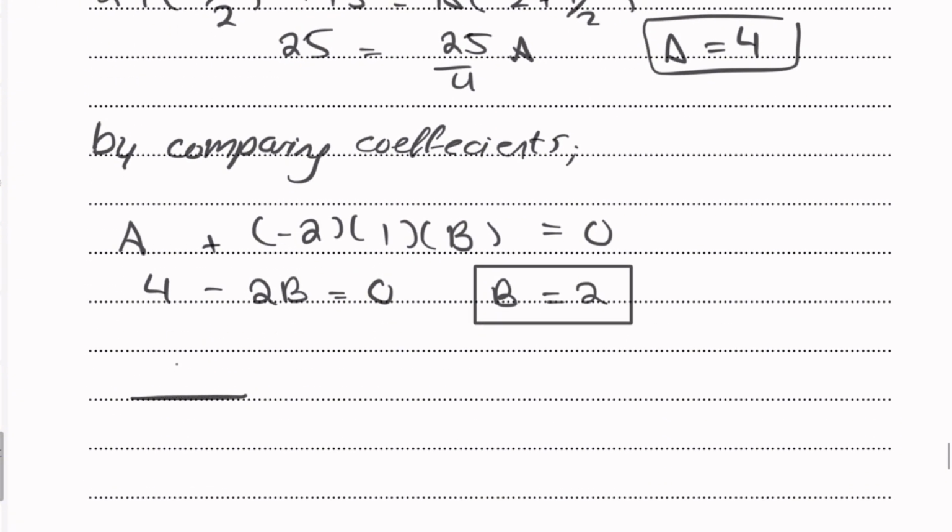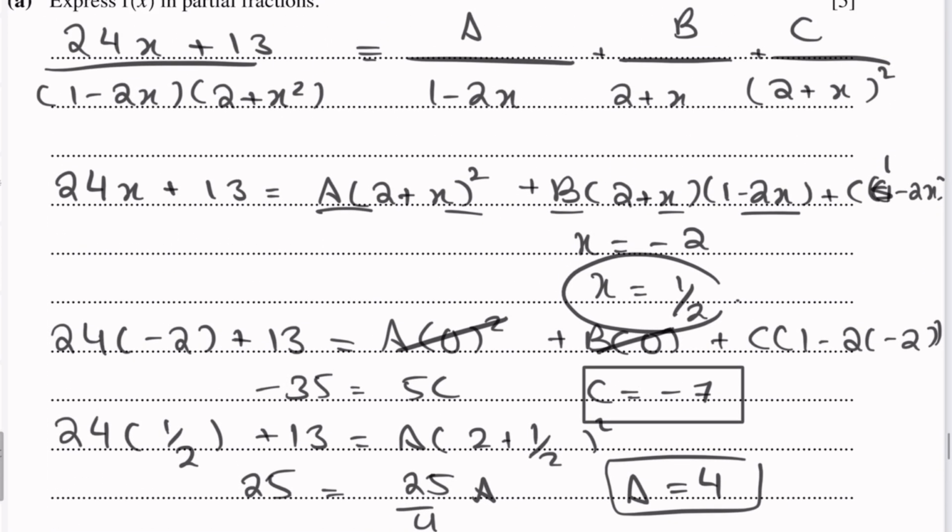Now we can just simply say it's 4 over, and that's going to be 1 minus 2x.